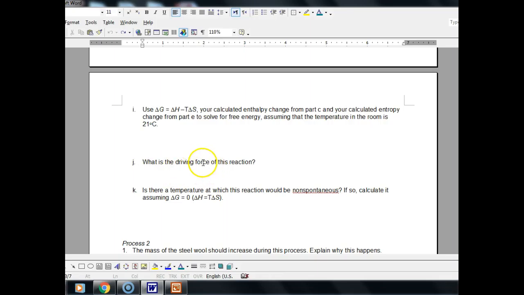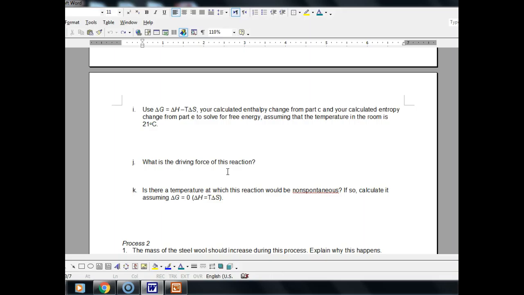When I ask you what's the driving force, I'm asking you, did the enthalpy drive that reaction to occur? Did the entropy drive that reaction to occur? Did they both drive it, or did neither drive it? Which one, if the reaction occurred spontaneously, helped to make that reaction take place?